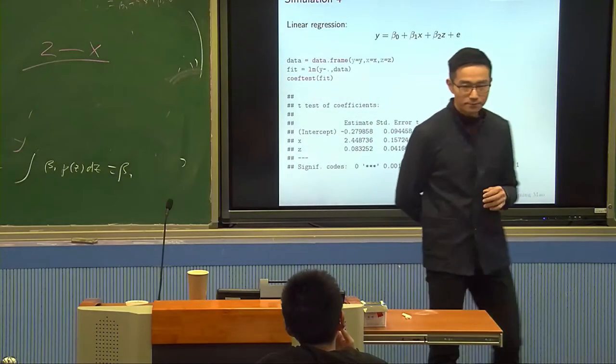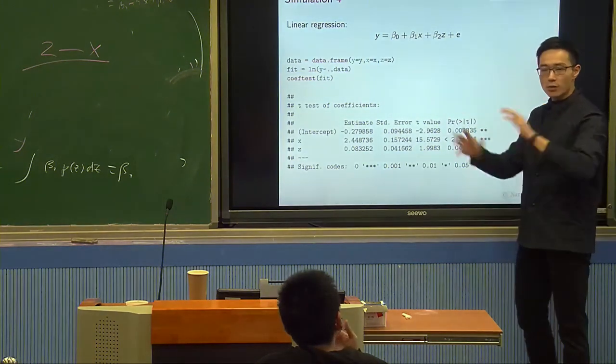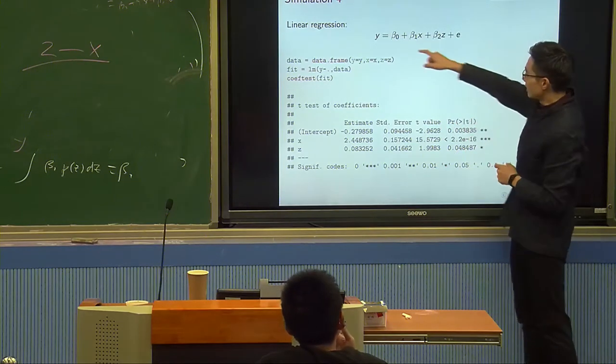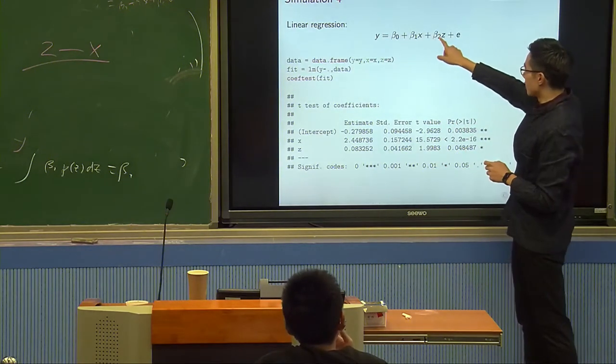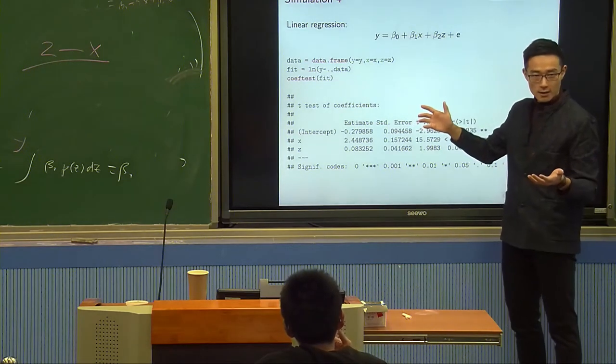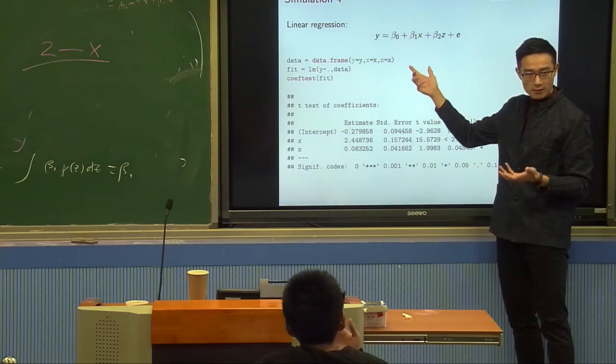Can I use a linear regression here? Can I say y equal to beta? So the idea is you don't know that y is a function of sine z. You have no idea. So can I do a linear regression, y equal to beta 0 plus beta 1 x plus beta 2 z? No, the result would be very bad, because here your functional form is misspecified.